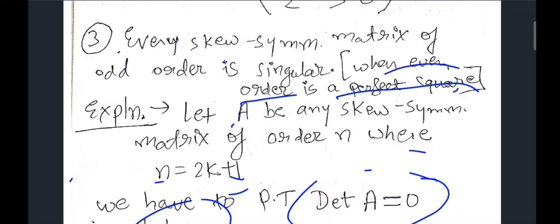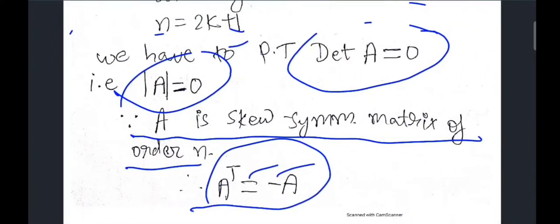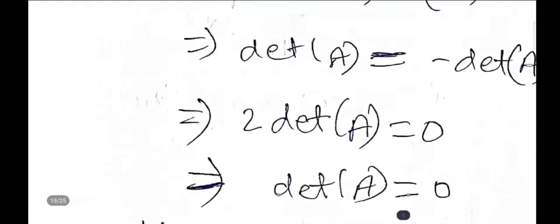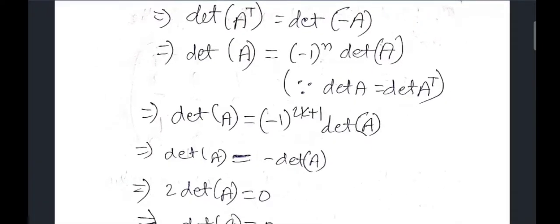First of all, let us look at the proof of odd order. So A transpose is equal to minus A. Clearly, if two matrices are equal, then their determinants must also be equal, right? A transpose is equal to minus A, so clearly their determinants are the same. So determinant of A equals (-1) to the power n, determinant of A. How has this come?